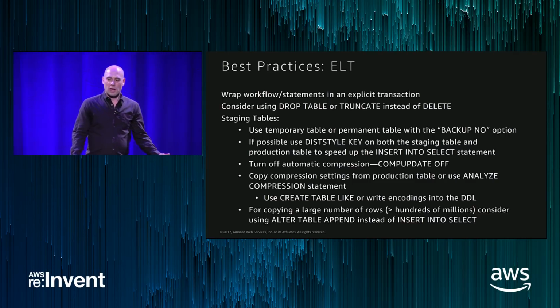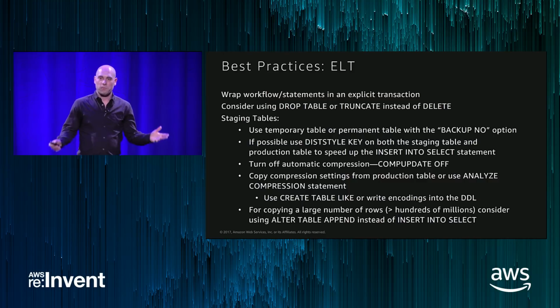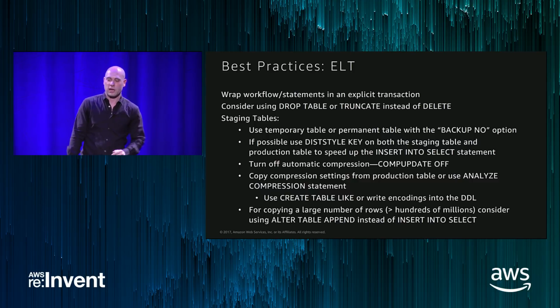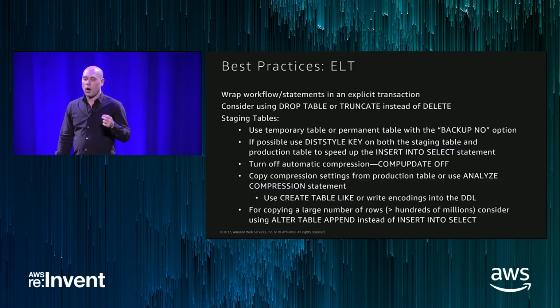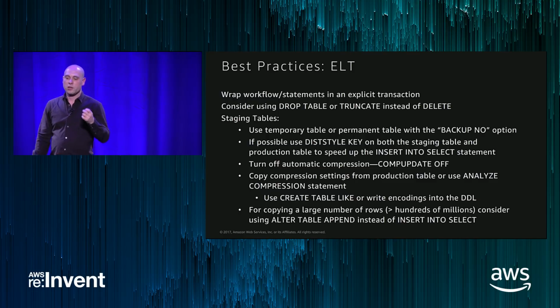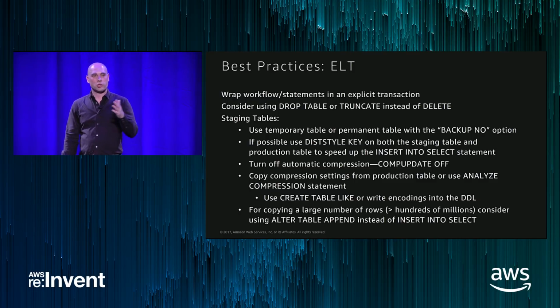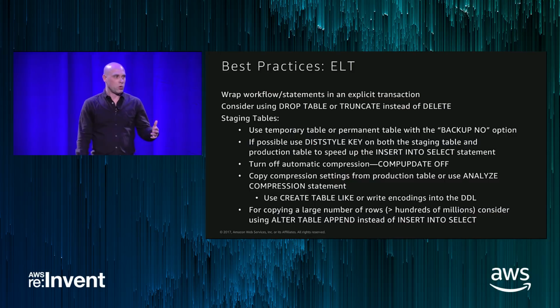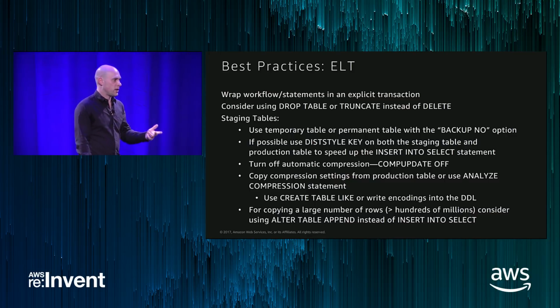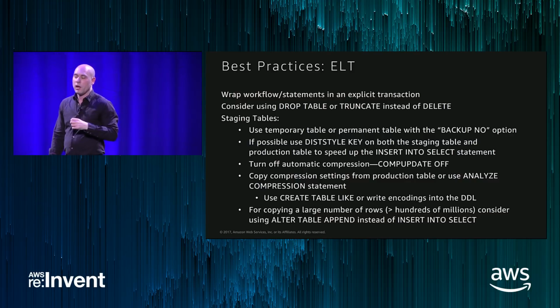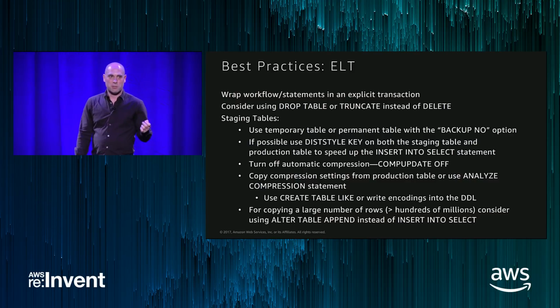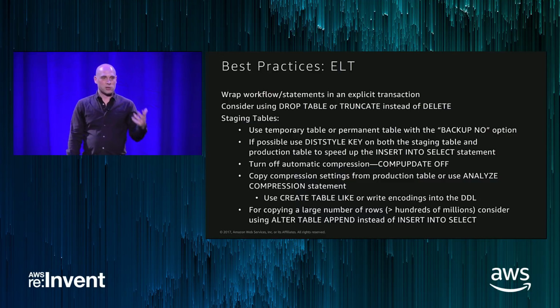So to summarize the best practices on ELT, make sure you wrap your workflows all in a transaction, explicitly create a transaction. If you are going to be doing deletes, try to use drop tables or truncates instead. They won't leave behind ghost rows, phantom rows, which need to be vacuumed up, which we'll talk about in the next slide. If you're using staging tables, which at some point I'm sure you will be, try to use a temporary table if you can. They write twice as fast.